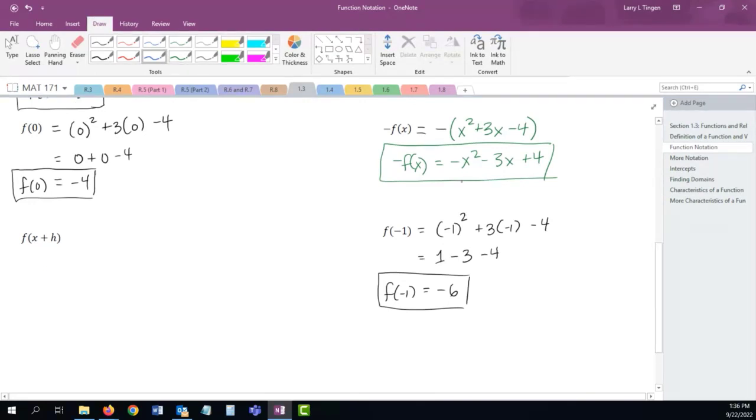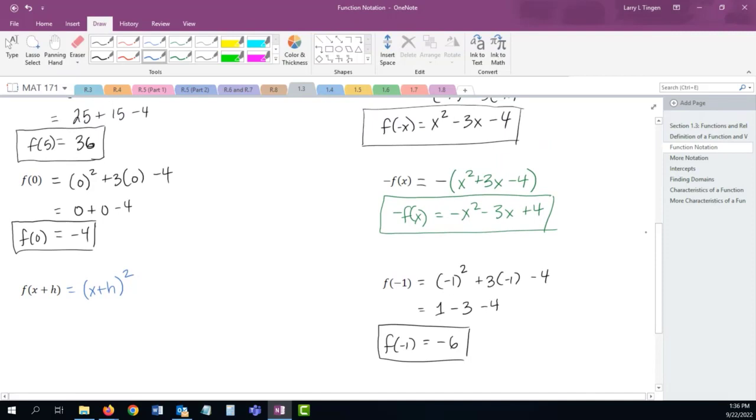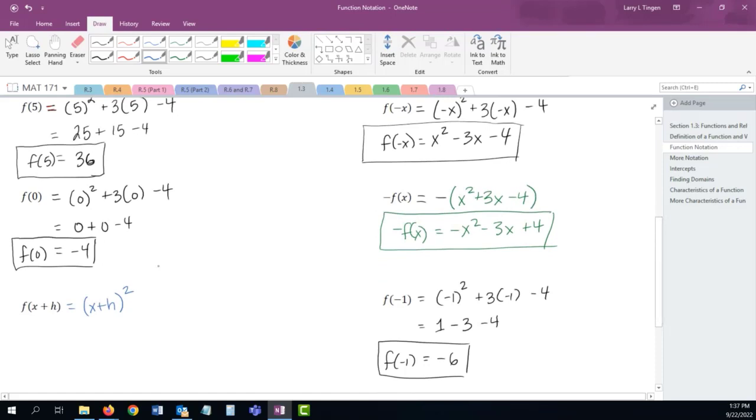If you can wrap your head around this part, you're going to be in great shape, because what's happened is in place of x, I now have a binomial in there, right? I've got two terms. So everywhere there's an x, I swap it out for x plus h. Remember the original function: f of x is x squared plus 3x minus 4. So that's x plus h squared plus 3 times x plus h minus 4.